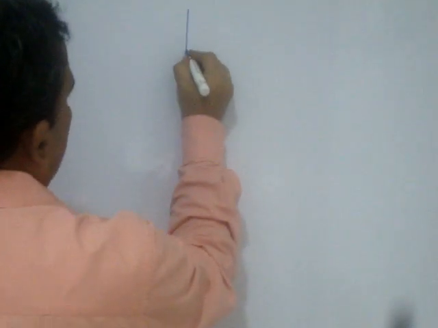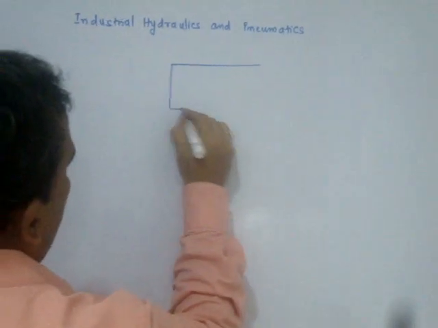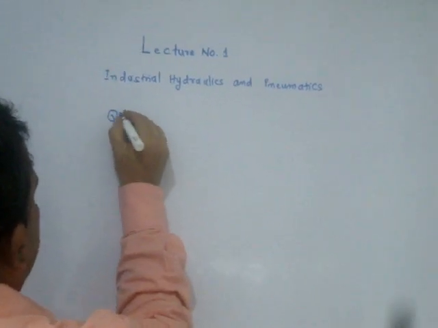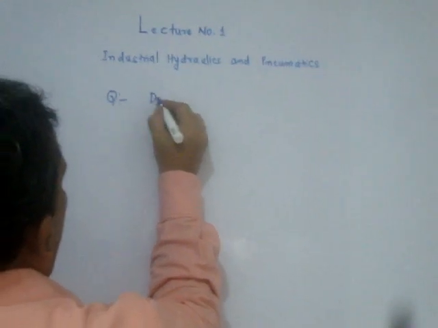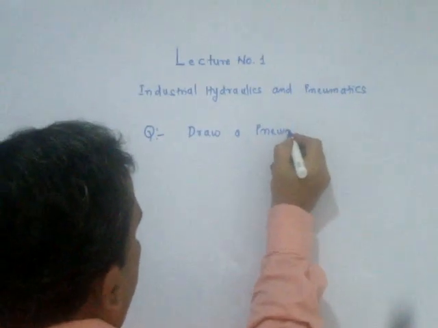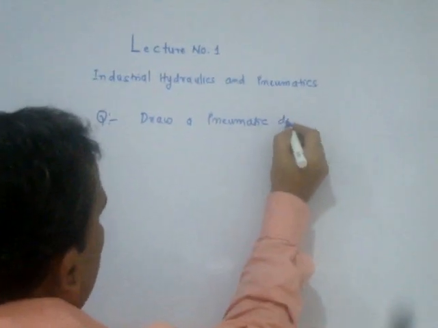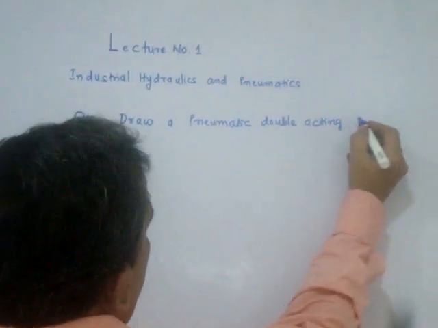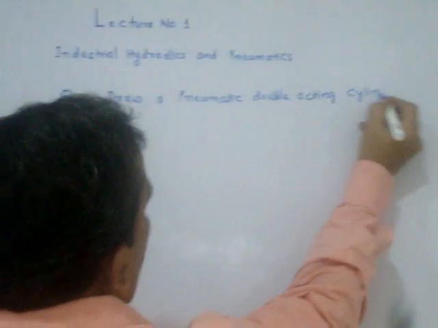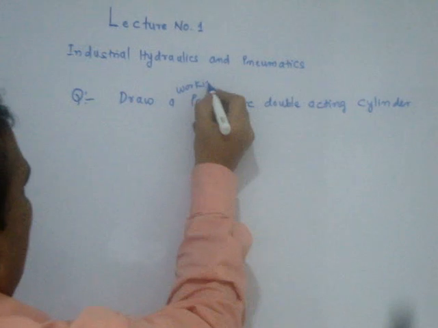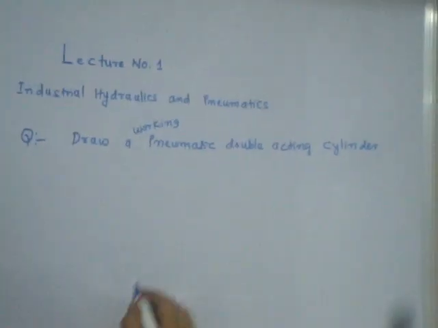Now I'll come to the actuator. Actuators are nothing but the piston and cylinder. Suppose this is a piston and cylinder. My question is, first I'll define a question. Draw a pneumatic double acting cylinder. Working of a double acting cylinder. Draw the working of a double acting pneumatic cylinder.